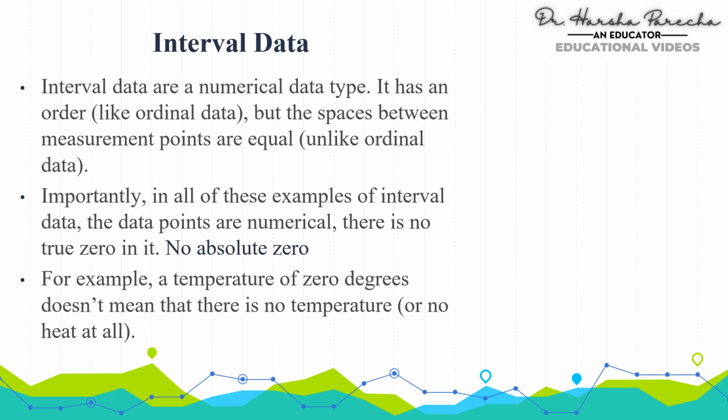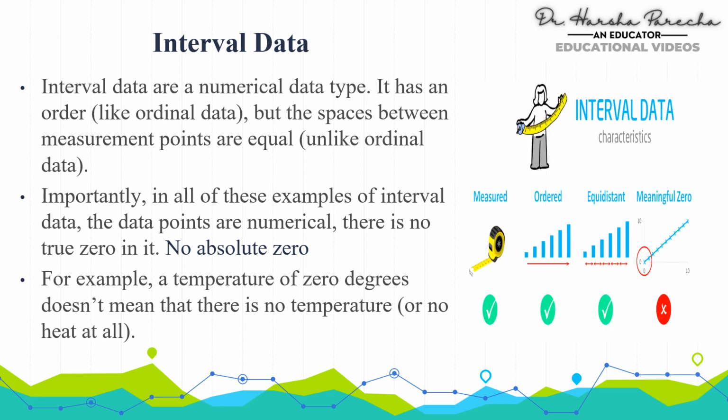What can be another example for this? For example, credit score, or the scores of some examination. Two important things we need to keep in mind in the case of interval data: the first one is equal measurement points, and the second one is that no absolute zero exists. With the help of this figure, you can easily see the properties of interval data. The first is that we can measure interval data.